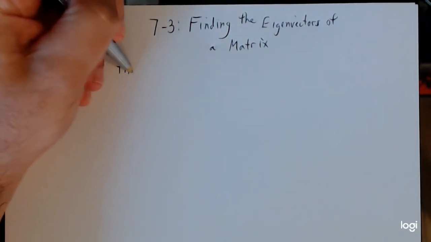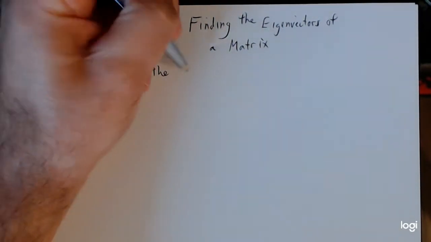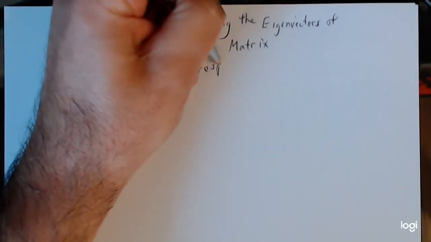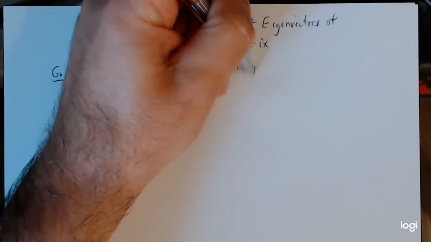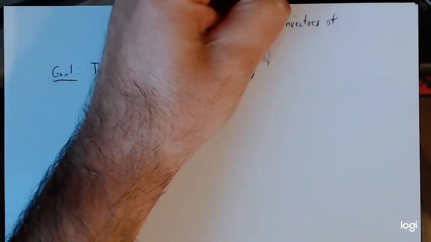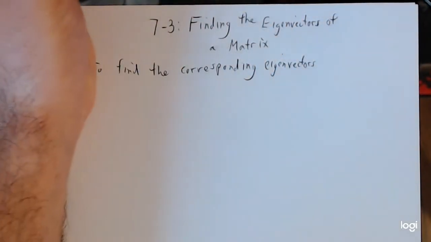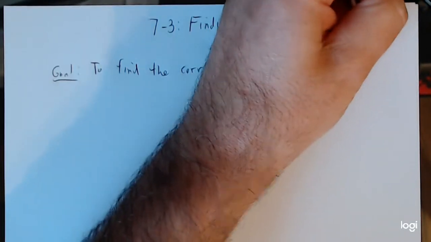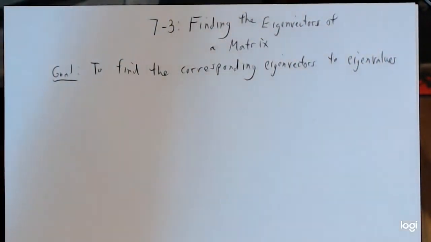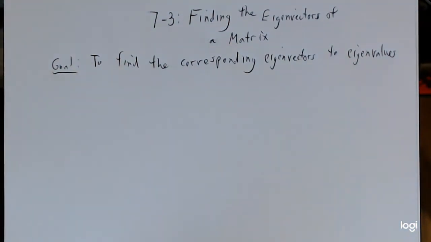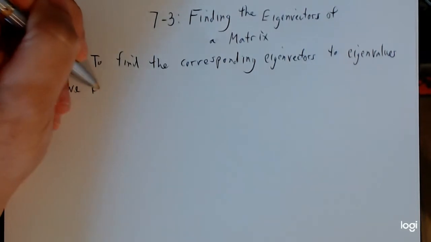Our goal is going to be to find the corresponding eigenvectors to eigenvalues. So we're going to define something in a minute. But before we do that, from last section we kind of talked about this. So here's what we know.